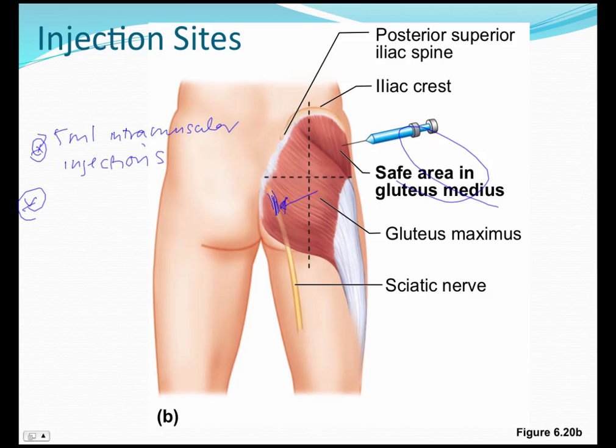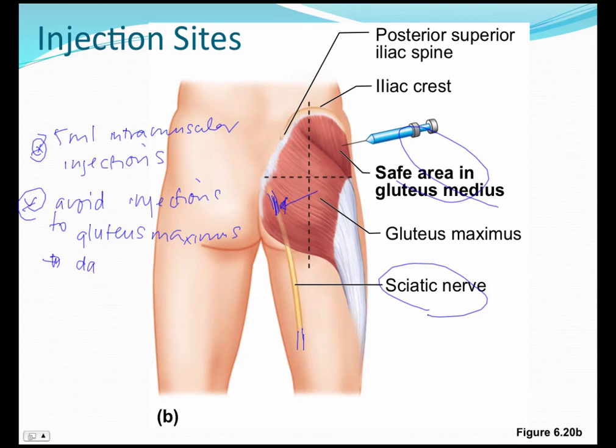And why is that bad? Well, the sciatic nerve is the nerve supply to stimulate muscles within your lower limb. And so you don't ever want to get that damaged. And so you want to always avoid injections to gluteus maximus, or else you can have damage to your sciatic nerve.